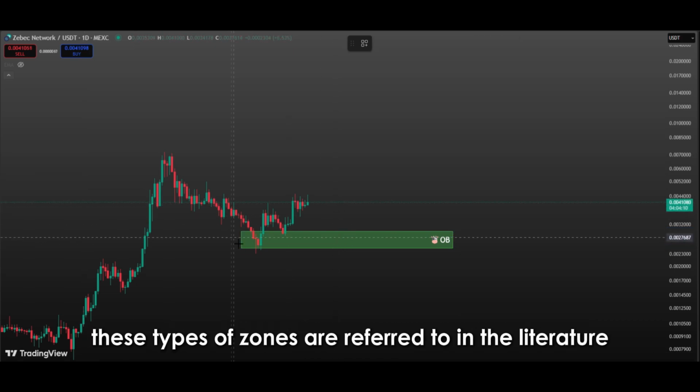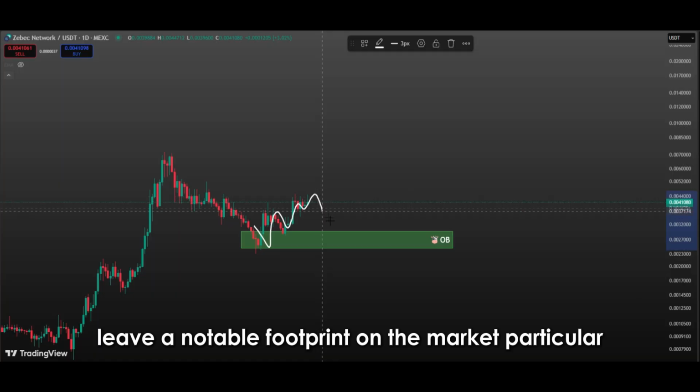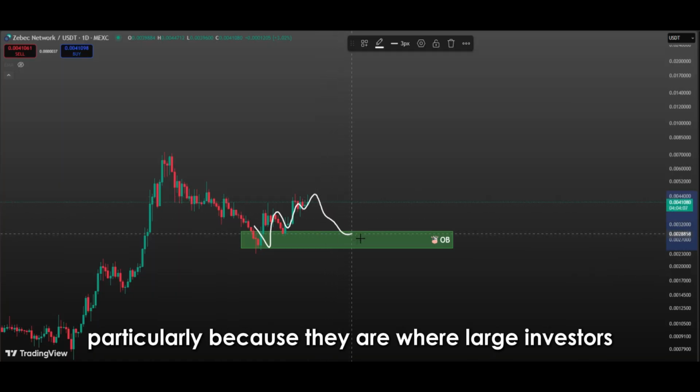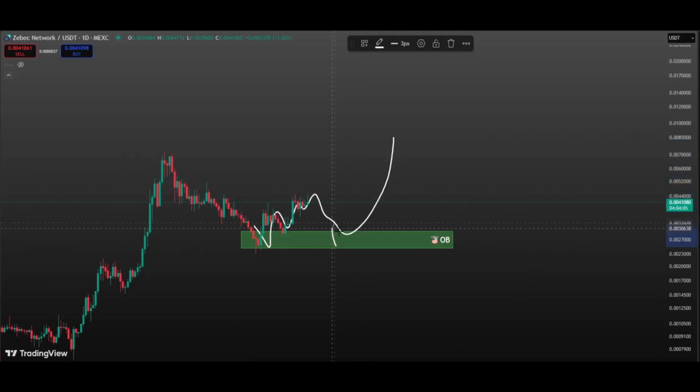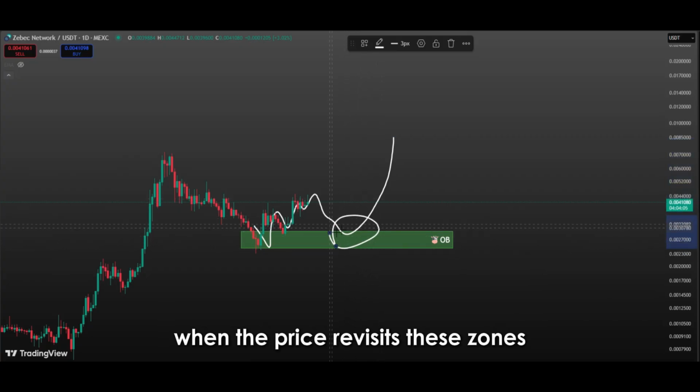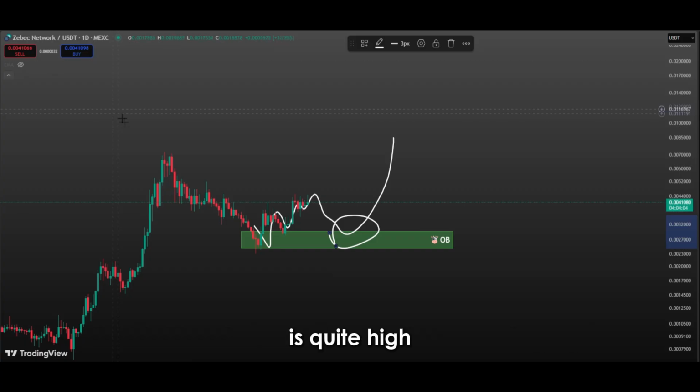These types of zones are referred to in the literature as bullish order blocks. Bullish order blocks leave a notable footprint on the market, particularly because they are where large investors and institutional traders enter positions. When the price revisits these zones, the likelihood of a similar reaction occurring again is quite high.